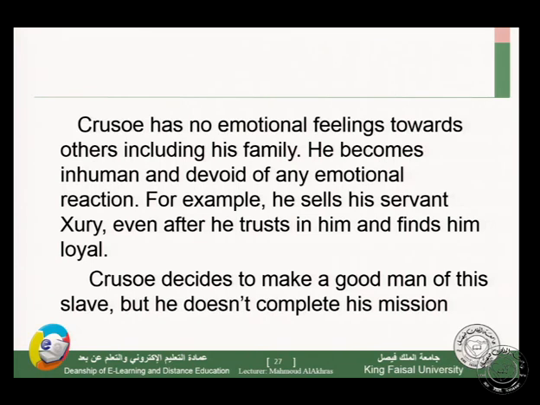He is materialistic. The main concern for this character, Crusoe, we can sense he is materialistic. He is looking for material, money, trade, etc. For example, he sells his servant Kasuri even after he trusts in him and finds him loyal. We can see he has no emotional relationship even with his loyal servant Kasuri. He sells him to the Portuguese captain.